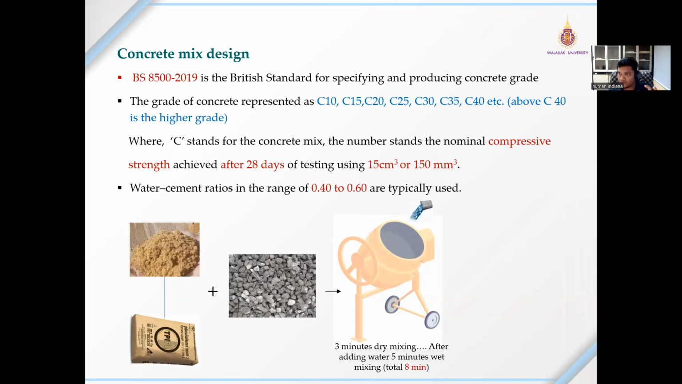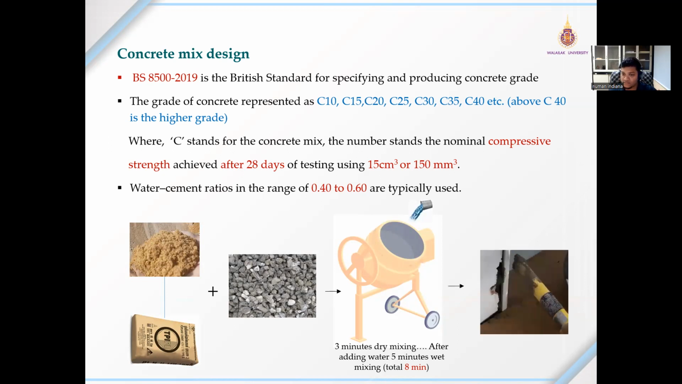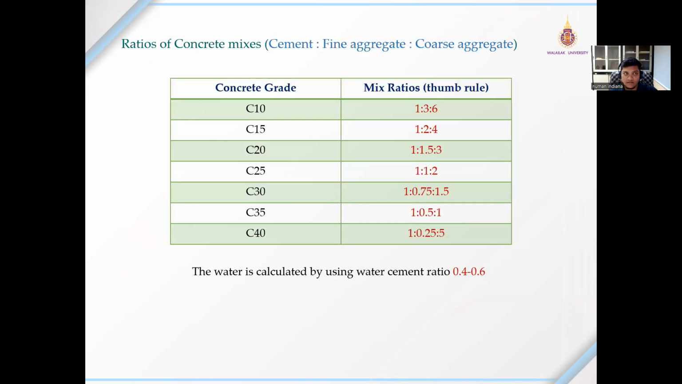Then we will pour water of the calculated quantity and mix for another 5 minutes. So total mixing will be 8 minutes, which is a standard procedure as per the code books. Then the final product will be the concrete like this. As I said, the concrete grades are C10, C15, C20, C25, C30, C35, C40. Above C40 is the higher grade. In our laboratory, we will cast the C20 grade.